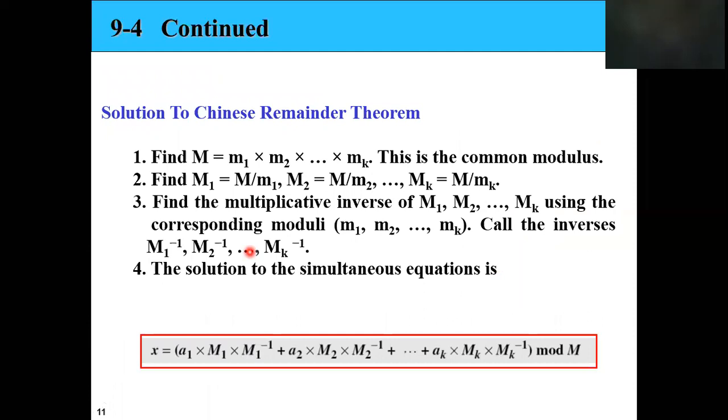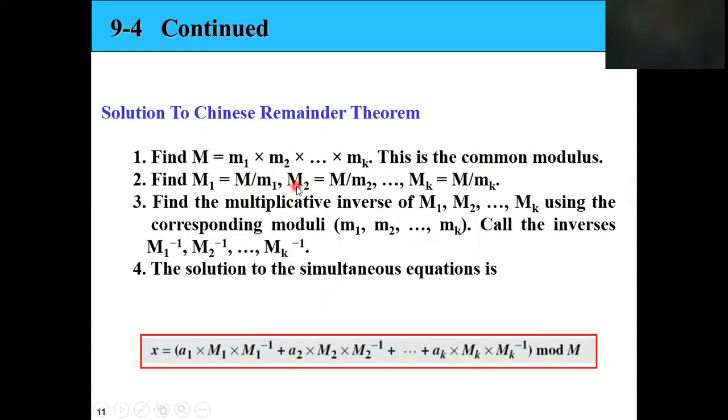So, Chinese remainder theorem: find M equal to m1, m2, m3 up to mk. These are common moduli. So find capital M1, which is M divided by m1. Capital M2 is capital M divided by m2, and so on. Mk is equal to M divided by mk. Then find the multiplicative inverse of each M1, M2 using the corresponding modulo m1, m2; I call them inverses. And the solution to the simultaneous equations is like this.